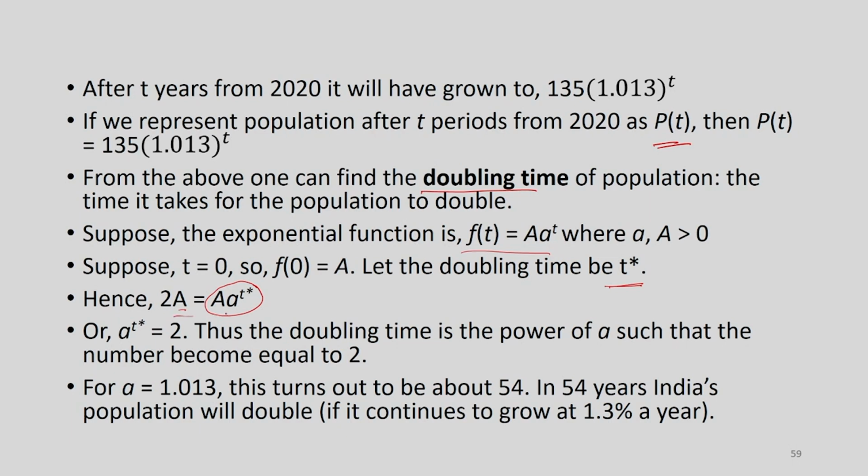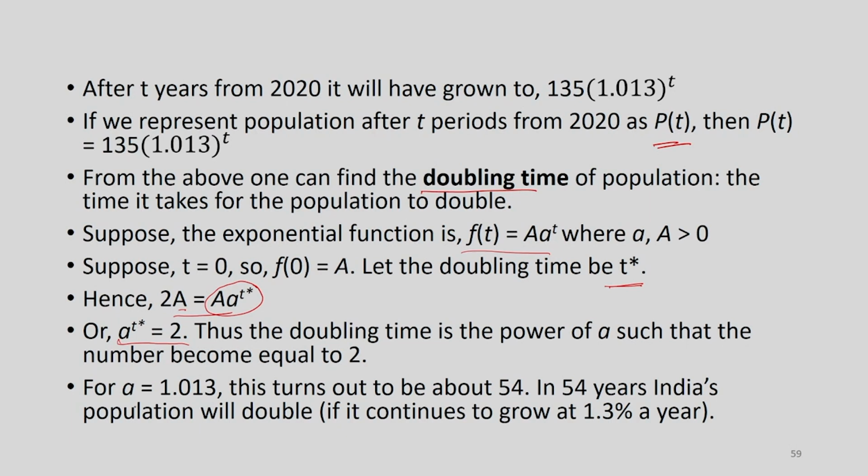Now, if I use this, then capital A will get cancelled from both sides. So, we are left with small a to the power t star is equal to 2. Thus, the doubling time is the power of A such that the number becomes equal to 2, right. This you can see from here. So, suppose small a is given, I have to find out that number such that a to the power that number is equal to 2.